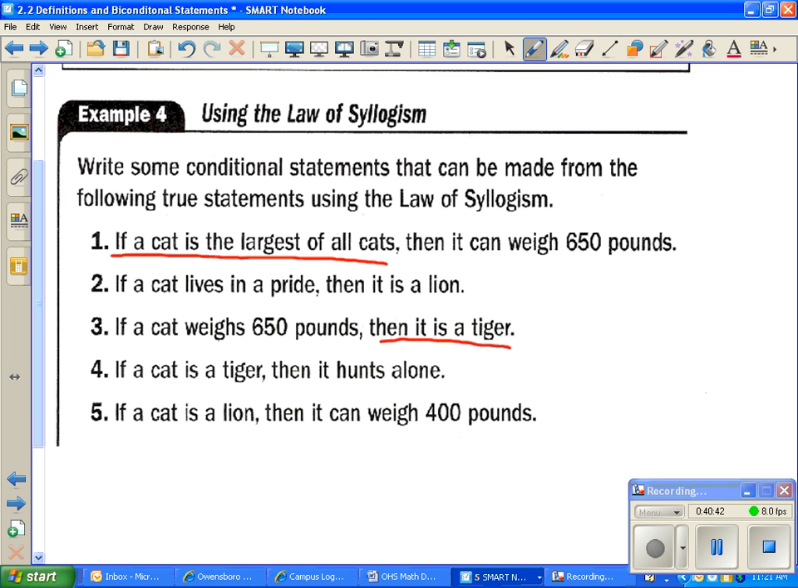So what do we do with that? You would rewrite it. It might ask you to use the law and combine some conditional statements. And so I would write, if a cat is the largest of all cats, then it's a tiger. So it would give you more than one sentence? Yes, they would give you more than one sentence. It might be something like they give you all 5 of these, and you write one of the conditional statements. Can you choose any one of those? Yes, you could have done many. Like this one, if the cat lives in a pride, then it's a lion. And then if a cat is a lion, then it weighs 400 pounds. You could have done this. Is that good? All right.